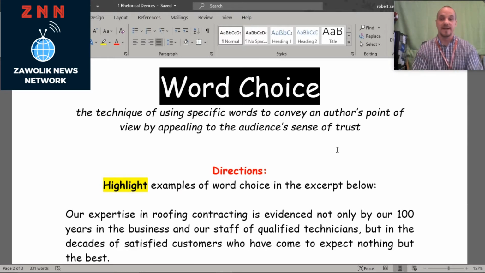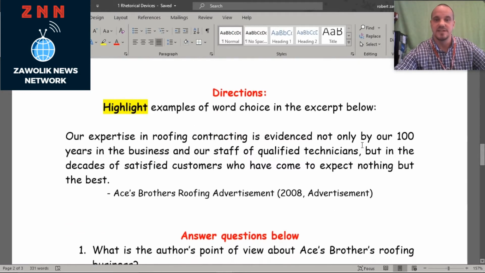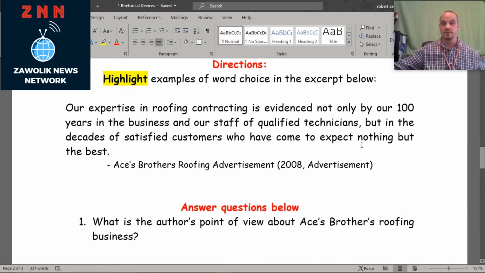The next rhetorical device in your arsenal when you're trying to persuade somebody, you're in an argumentative position, is word choice. This is a technique of using very specific words to convey an author's point of view by appealing to the audience's sense of trust. Very often, you see this in toothpaste commercials. 4 out of 5 dentists recommend this toothpaste. Well, that's better than my butcher recommending it, right? The professional or the expert in this case was the dentist.